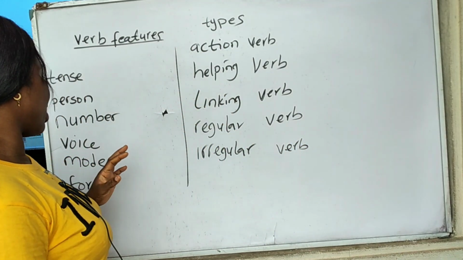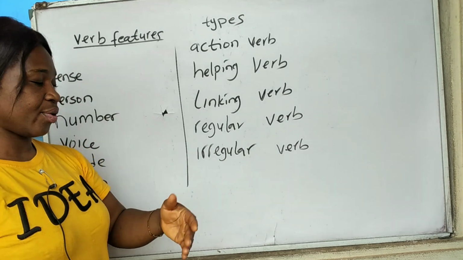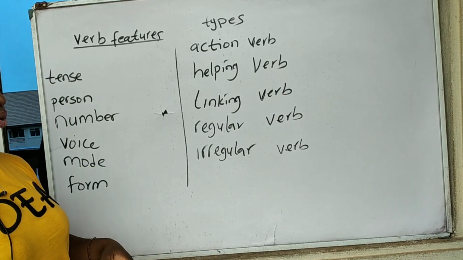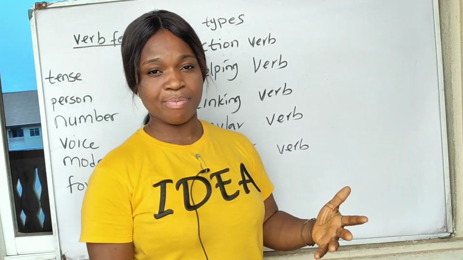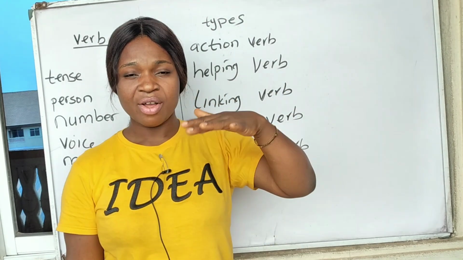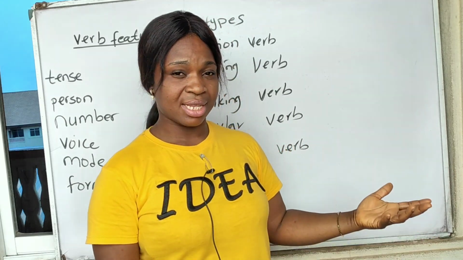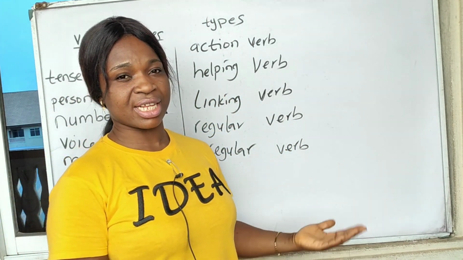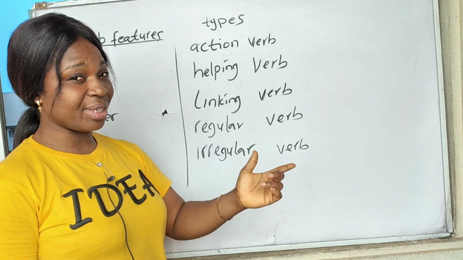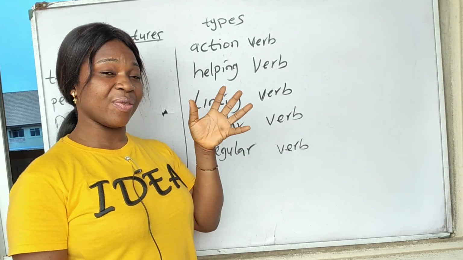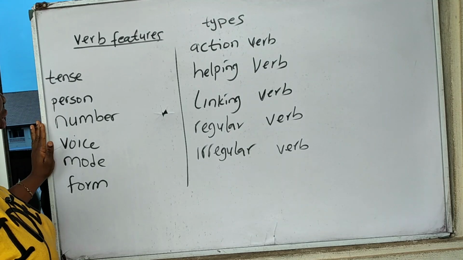Now we have the voice. We have the active and the passive voice. We have mood, that is the tone, and we have form, like how a verb changes form from being a noun to becoming a verb. For instance, there are certain suffixes that we normally add to verbs and they become nouns, or we remove those suffixes and they become verbs. We did that, but we're going to do that more. We're going to throw light on that in subsequent videos. So that is what we have for the verb features.